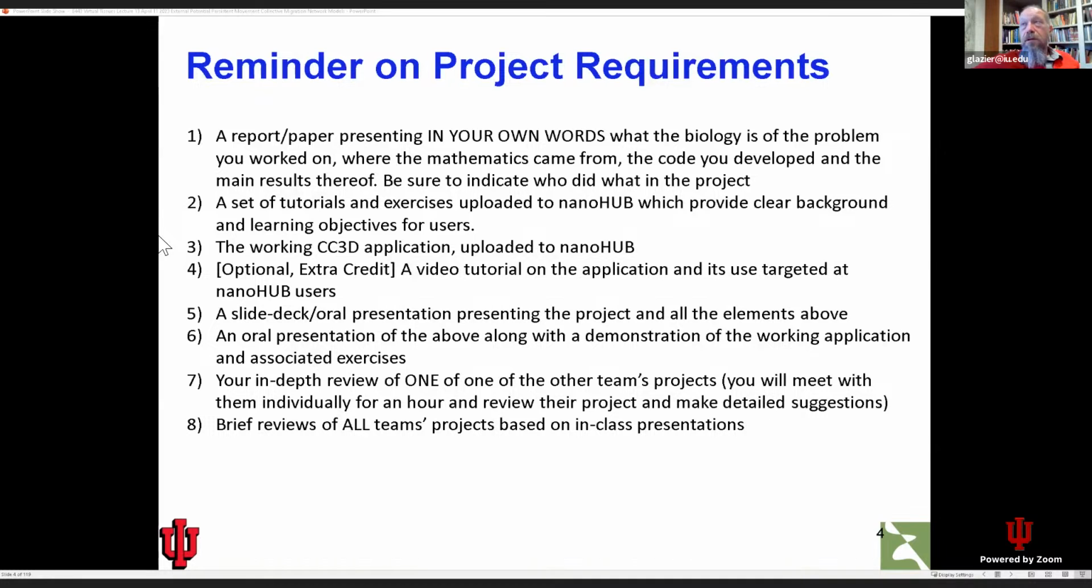So I need to remind you that we have the projects due in preliminary form in a week. That's coming up pretty soon. And so I would appreciate people getting ready for that. I know people have been working hard.